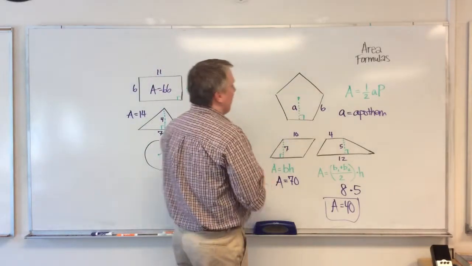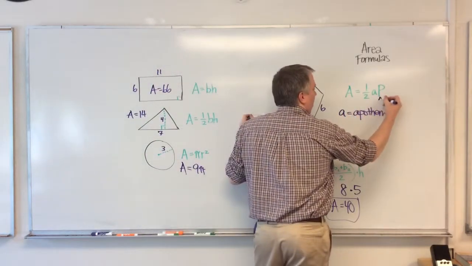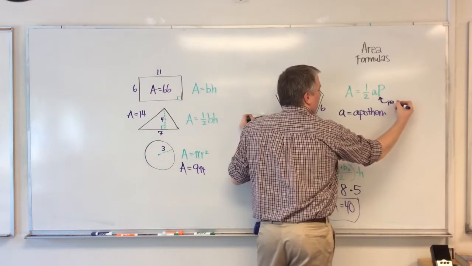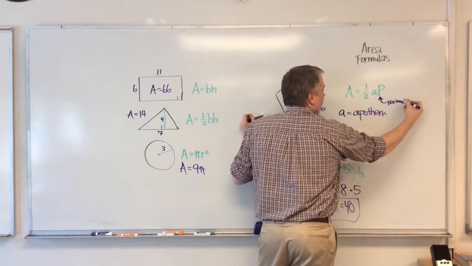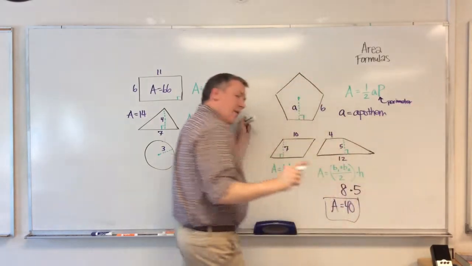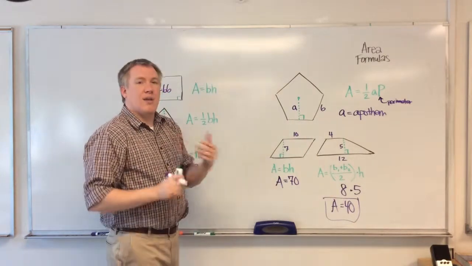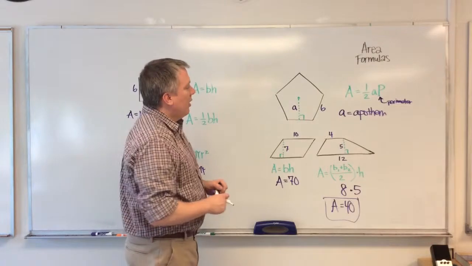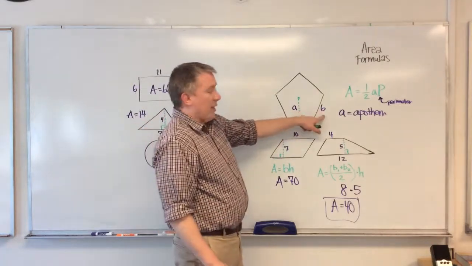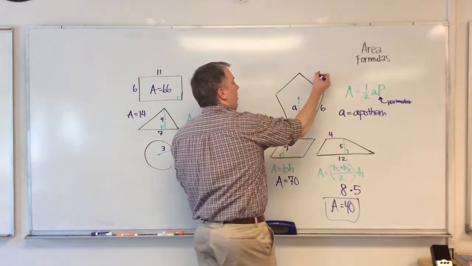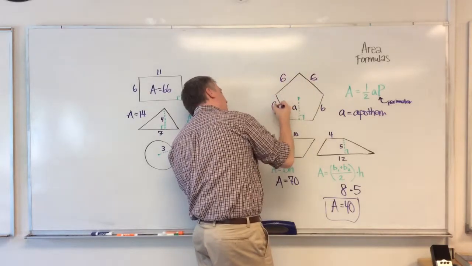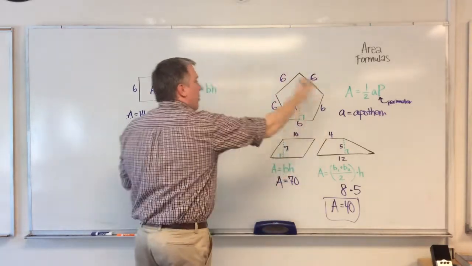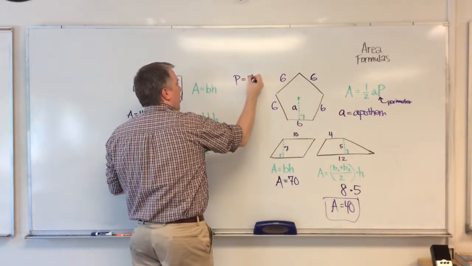And then P, this stands for perimeter. So the distance all the way around. And oftentimes, they're only going to give you one because they don't need to give you the other. You can actually convert, and I'll show you how to do that. So in this case, if this is 6 and it's regular, that means that all of these are 6. So the perimeter adds up to 30.